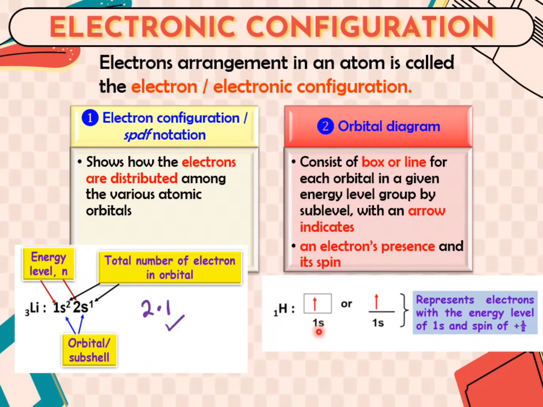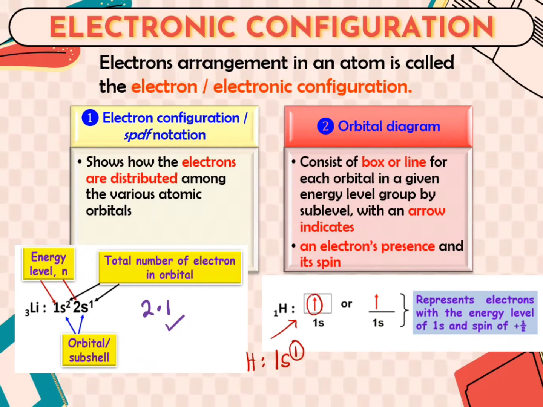So in orbital diagram we'll show the arrow. Contohnya we have hydrogen here. Hydrogen consists of 1 proton number. So if you write the electronic configuration, it should be like this: 1s1 only. So this is for hydrogen. So when we transform it into orbital diagram, we need to show the position of electron. So sebab ada satu je, kita buat macam ni.